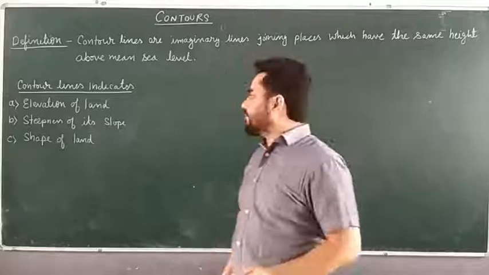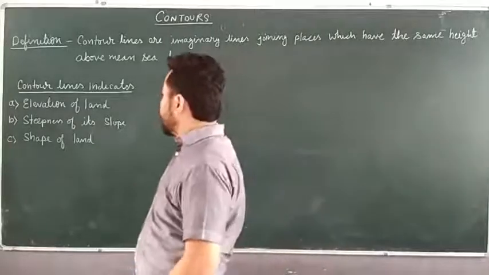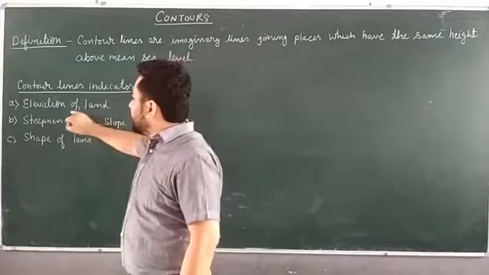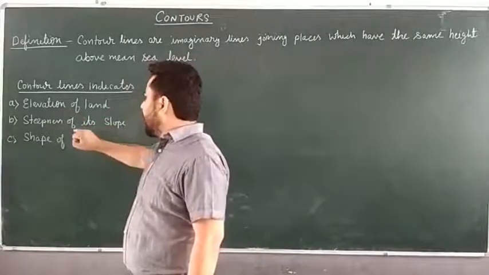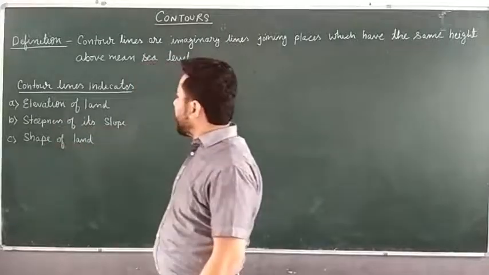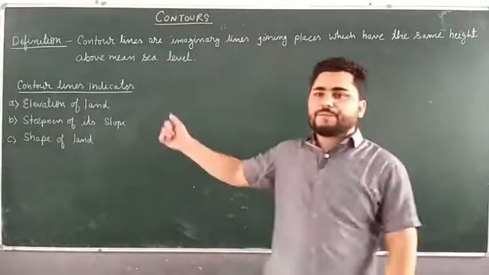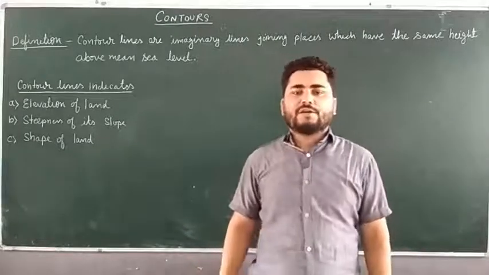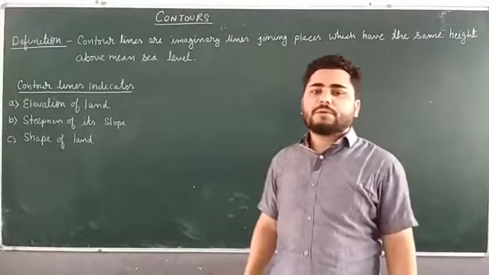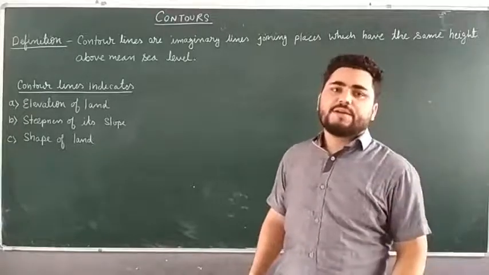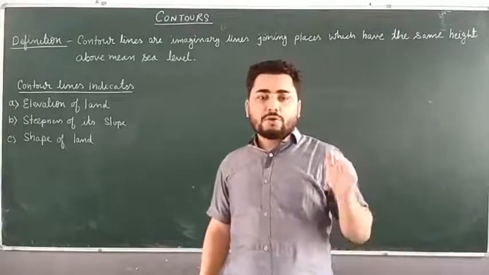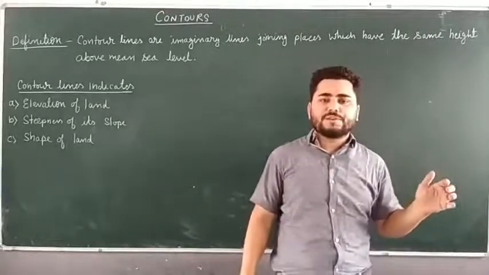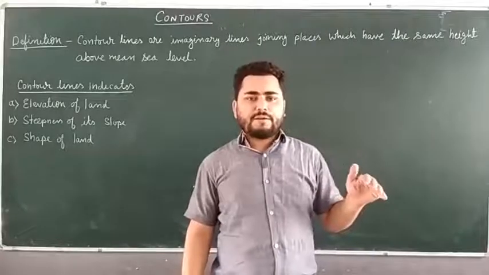Now the question arises, why do we use these contour lines? We use contour lines in order to know the elevation of land, the steepness of its slope and the shape of land. By looking at contour lines on a topographical map or sheet, we can know the height of a particular place. We can know about the slopes at that place, whether that area has gentle slopes or steep slopes, or it is a plain, right?